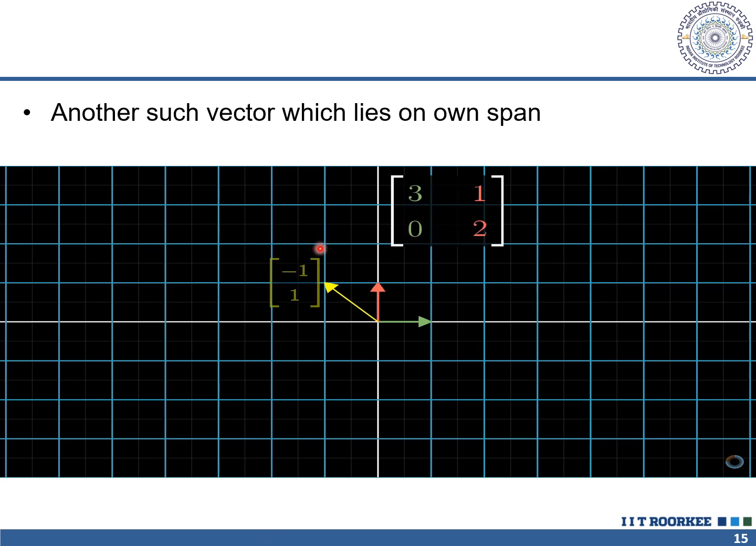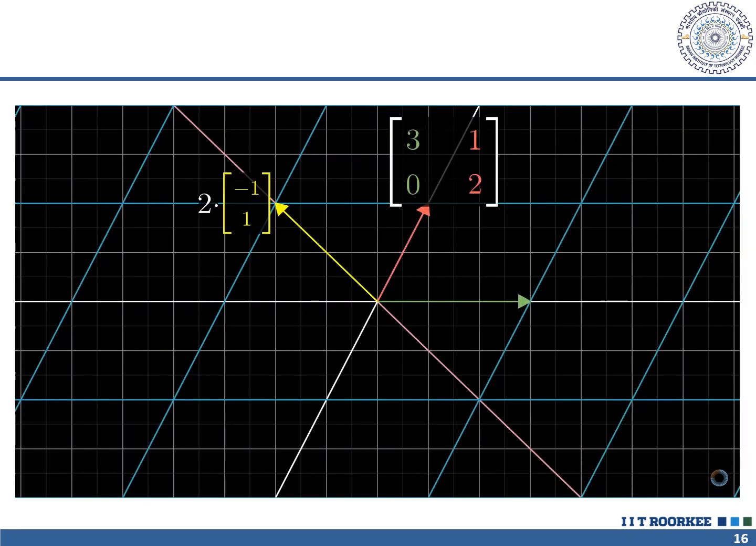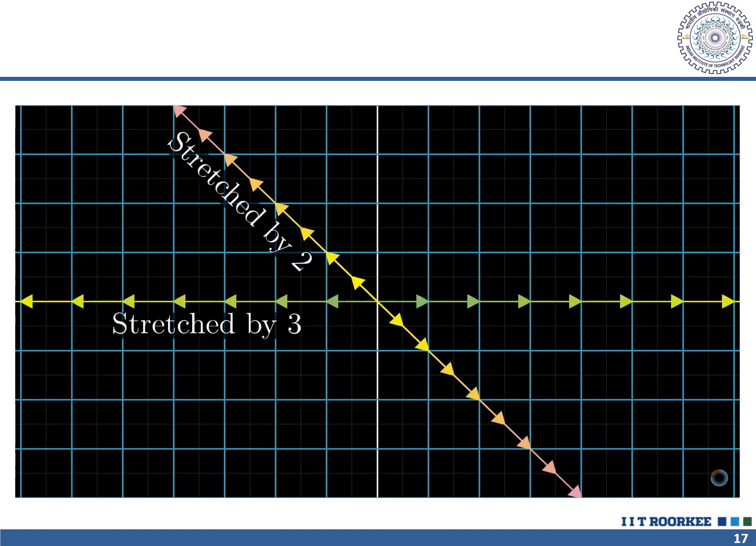And you can see another vector which lies on its own span. This is the graph after applying the linear transformation. We chose 1 comma minus 1 comma 1, and after the linear transformation it remains on its own span, and it just got stretched by 2 times. From the previous observations we can say that if you choose any vector in this direction and apply the linear transformation, it will get stretched by 2, and if we choose any vector in the x-axis direction, it will get stretched by 3.